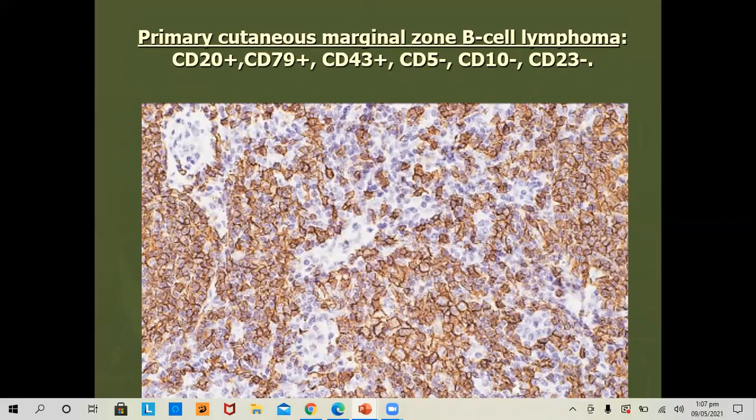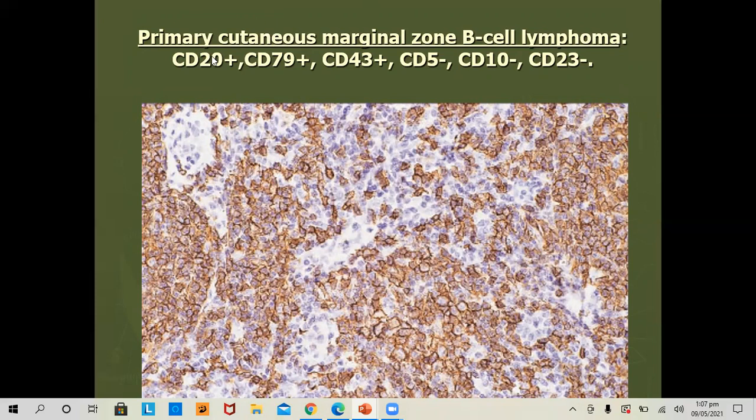If we do immunohistochemistry, then it is CD20 positive and CD79 positive, which is also a stain for B cells. Then it is CD43 positive, which is the special stain for the marginal zone lymphoma. It is CD5 negative, and CD10 and CD23 negative as well.